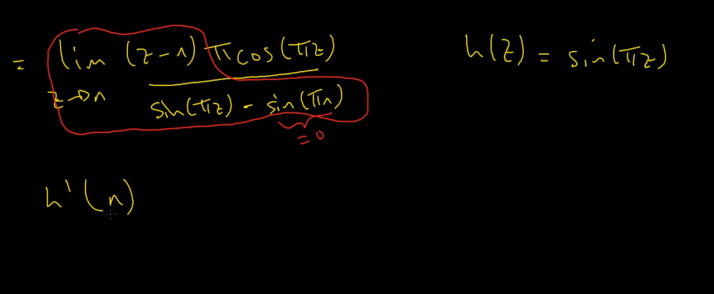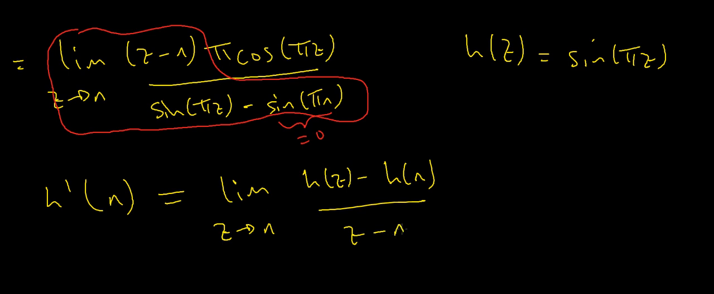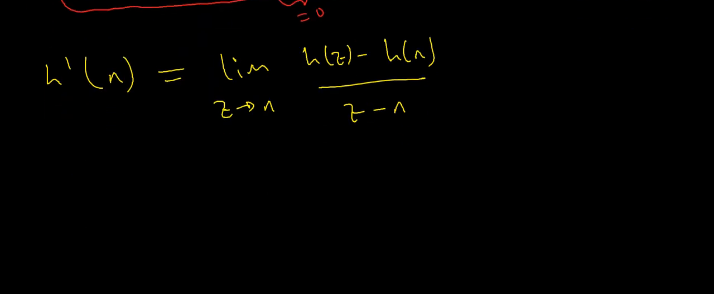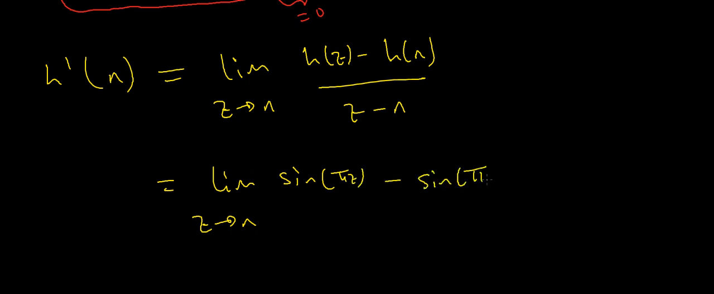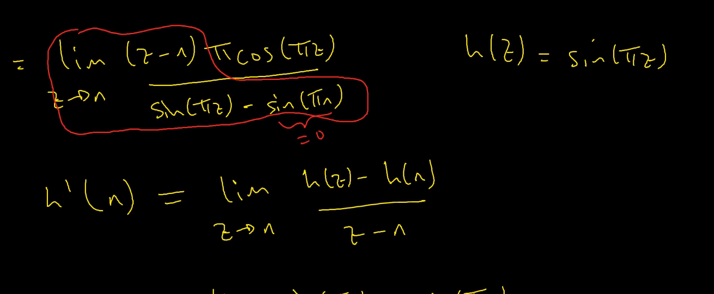The derivative of h at the point n is defined in terms of the limit as z approaches n of h of z minus h of n, all divided by z minus n. That's the definition of the derivative of h at n. And that is going to be the limit as z approaches n of sine pi z minus sine pi n, all divided by z minus n. And this looks pretty familiar to what I've got in the red circle. In fact, it's just the reciprocal of what I got in the red circle.